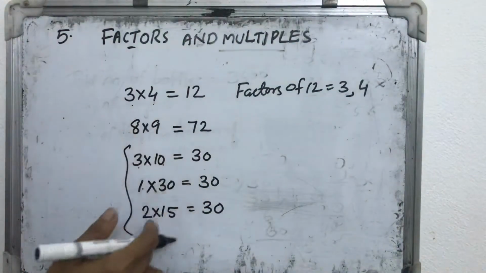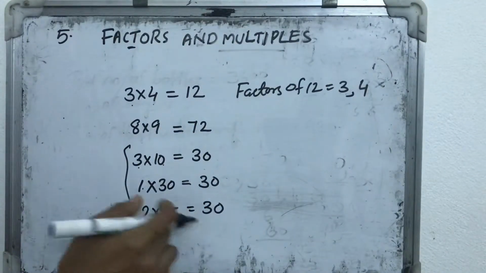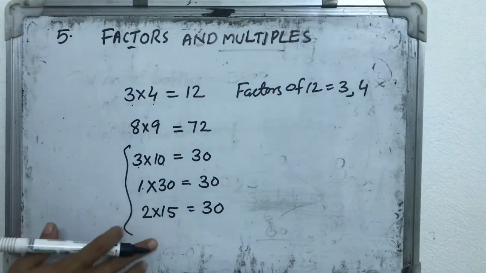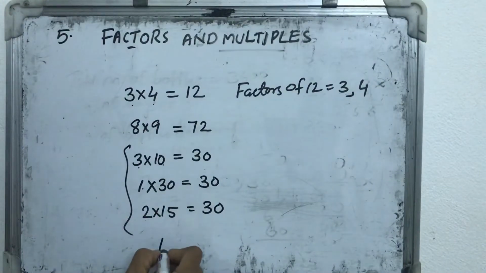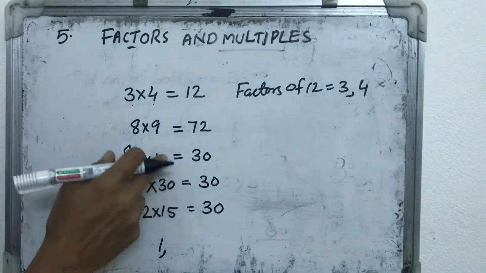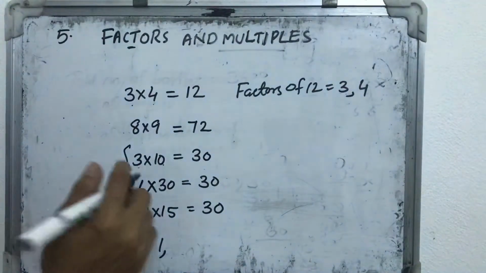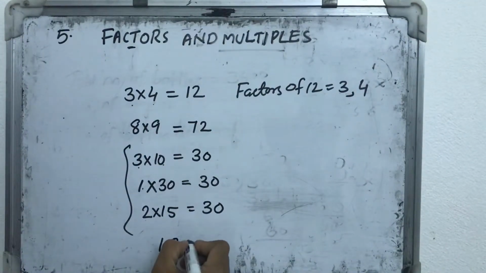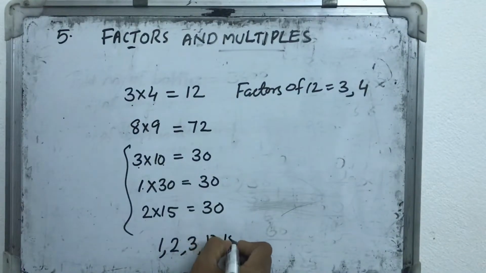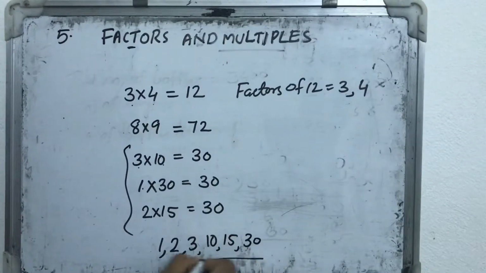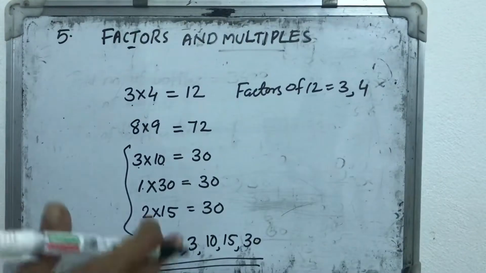Can you find any other pairs to get the product as 30? No, only this much. So we can arrange the numbers from the smallest in ascending order. Which is the smallest number out of these pairs? 1. Next 2. Then 3. Then 10, 15, 30. These are the factors of 30. So how do we find the factors? We just find one pair of numbers whose product will be 30.